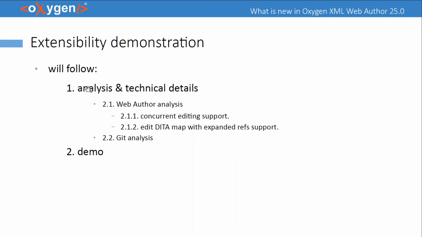In the first part, I will offer some time to analyze the problem and its technical details. I will offer some details about Web Author API or Web Author features that made this proof of concept possible. And then I will show you some technical details about Git, so that every one of you will understand how conflicts appear and how you can use Web Author to avoid them.